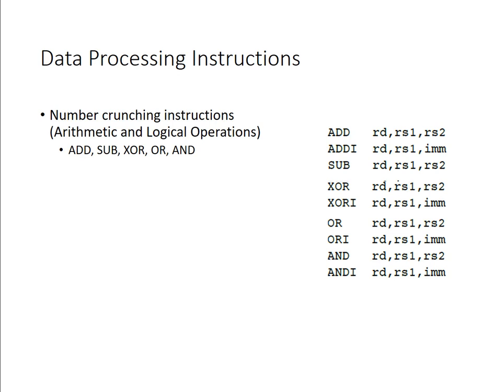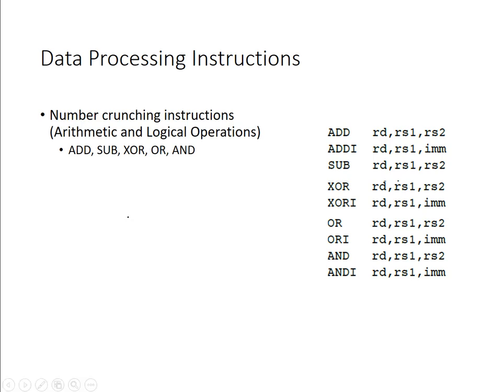Okay, so the first instructions we'll talk about are the data processing instructions. These are the actual instructions that do the number crunching, the actual calculations, and we have a set of arithmetic and logic operations. So we have add, subtract, and then we also have logical operations: exclusive OR (XOR), OR, and AND. Each of these takes two input operands, and they can come from two registers or a register and an immediate. However, with subtract, notice that there is no subtract immediate instruction, but that's okay because we can use the 2's complement of the second number.